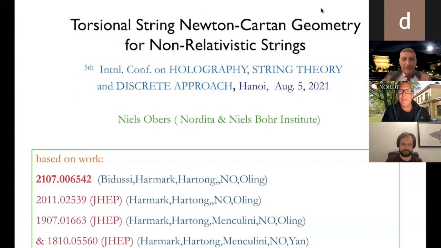Our next speaker will be N.A. Obers from Nordita and Niels Bohr Institute. And I can say without any doubt that this is the speaker whom I've known the most among the speakers of today, with maybe one exception. Because actually I knew Niels since he was a graduate student in Berkeley in '87. Right? That's right. It's a great pleasure to see Niels again. He will talk about torsional string Newton-Cartan geometry for non-relativistic string.